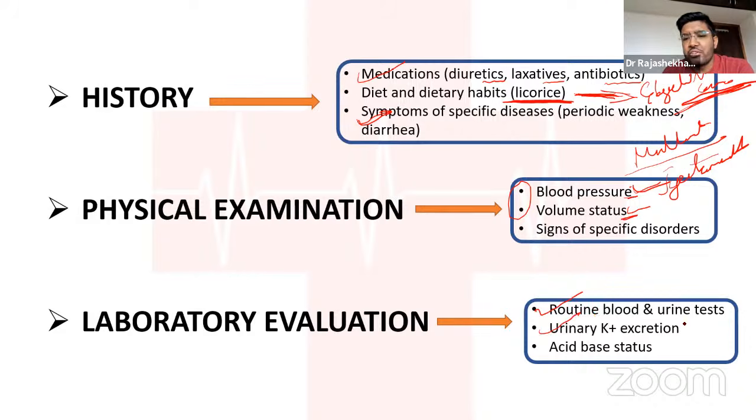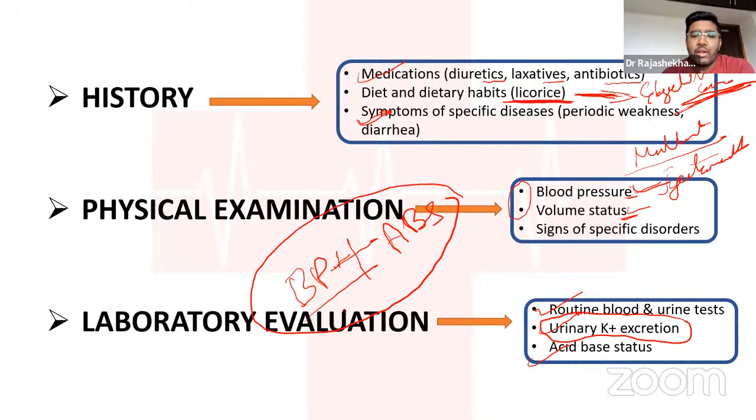And the urinary potassium excretion is very, very important to know where the potassium is being lost, whether it is in the urine or at an extrarenal site. Then the acid-base status. So if you know the blood pressure plus the acid-base status, 90% of the diagnosis is done. Only some difficult disorders require the urinary potassium excretion in your patient. So let's go ahead with this potassium excretion measurement.